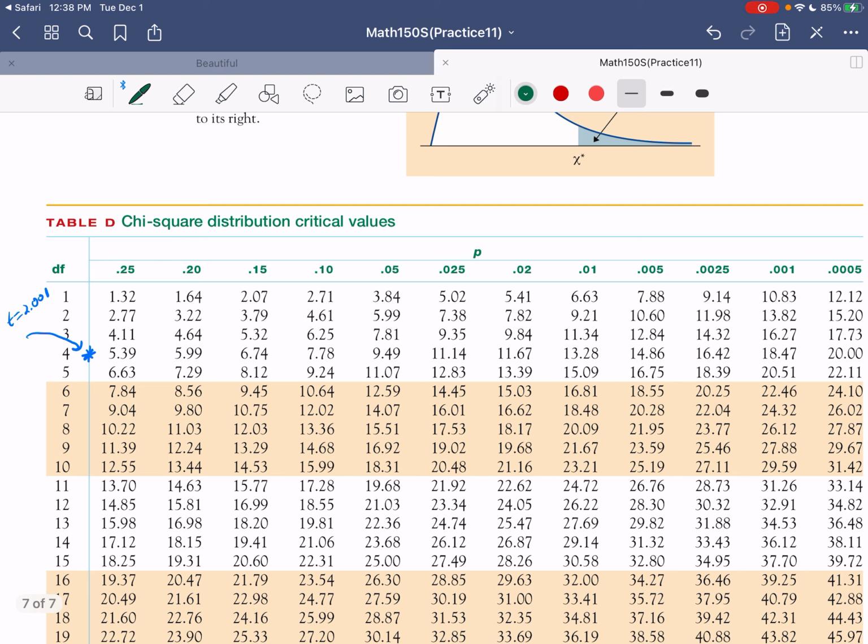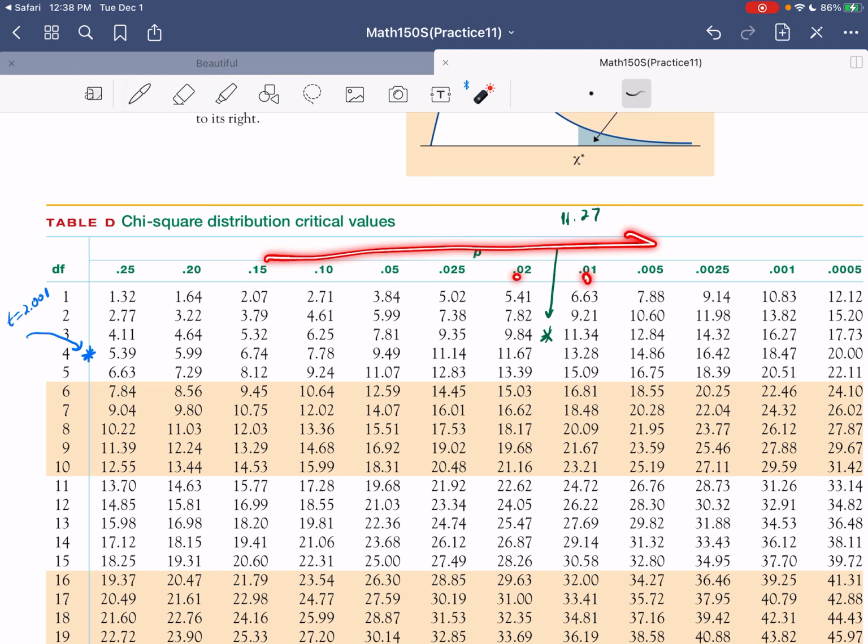So we have 3 degrees of freedom right here, and we have 11.27. So if we follow that, we should end up right there. So we'd be right here with our 11.27. So where does that put us in terms of our p-value? Well, it puts us between the 0.02 and the 0.01.